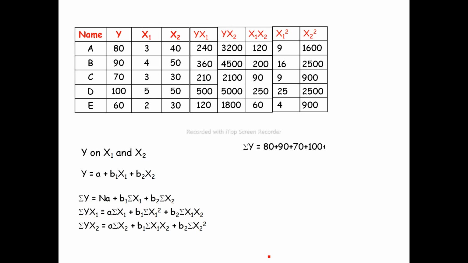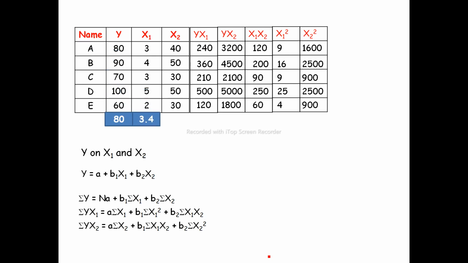Summation of y equals to all the variables you need to add: 80, 90, 70, 100, 60, divided by the number of variables, which is 5. So go on calculating, we got 80. So summation of y value is 80. Next, summation of x1: 3 plus 4 plus 3 plus 5 plus 2 divided by 5, and just go on calculating it. We got the value 3.4. Okay, so summation of x1 is 3.4.